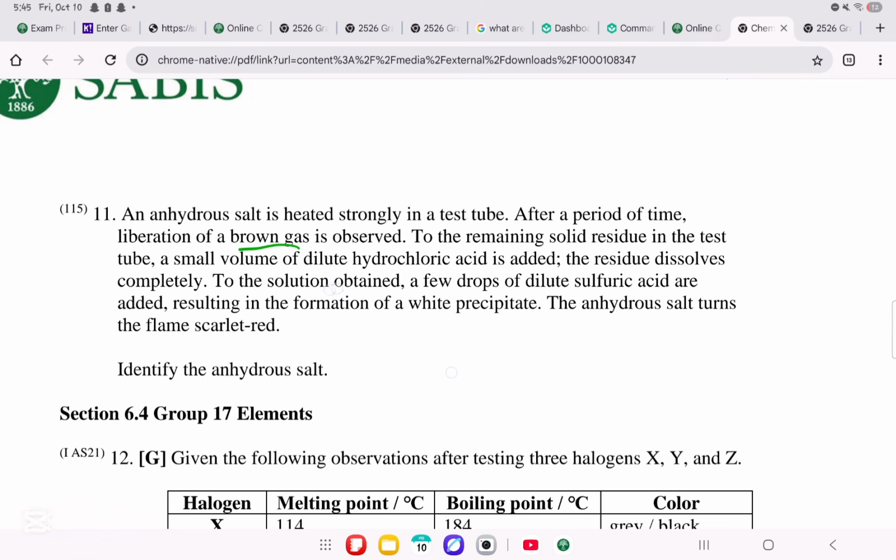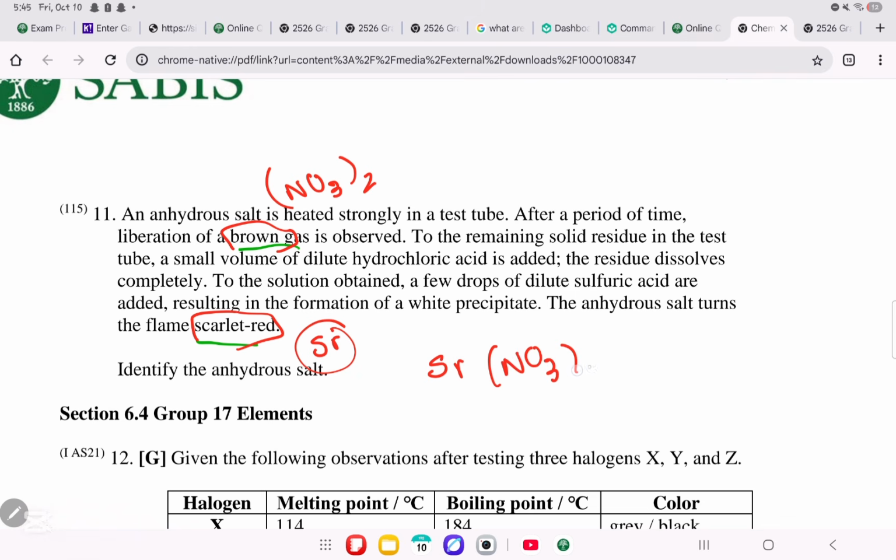Scarlet red. Okay, so these are the only two keywords. Scarlet red, we directly know that it's strontium, and brown gas, we directly know that it's NO3 because it will release nitrogen dioxide. So what's the salt? It's Sr(NO3)2. Very easy, very simple. That's it for this video.